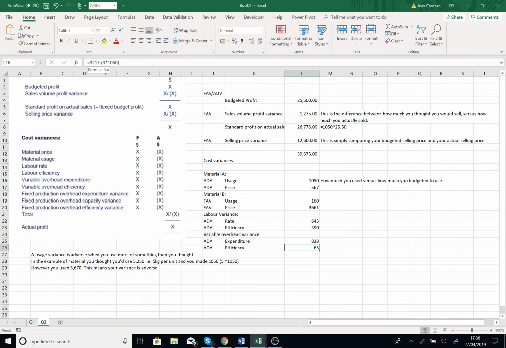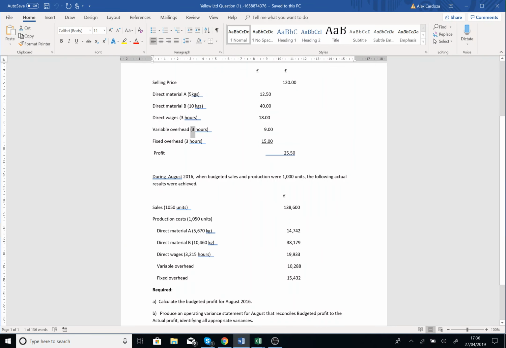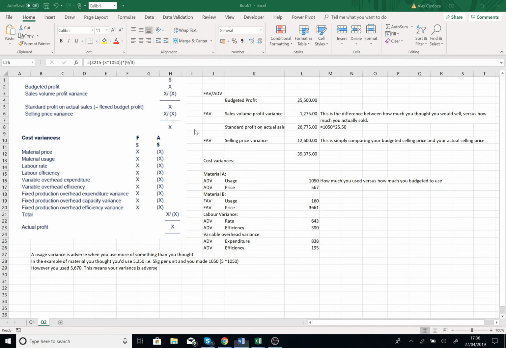And then we do exactly the same as we did last time, but we don't use the labor rate, we just use 9 divided by 3 because that's our variance. That's our variable overhead variance. Remember, £9 every 3 hours, so that's £3 an hour. And that is your variable overhead efficiency variance.